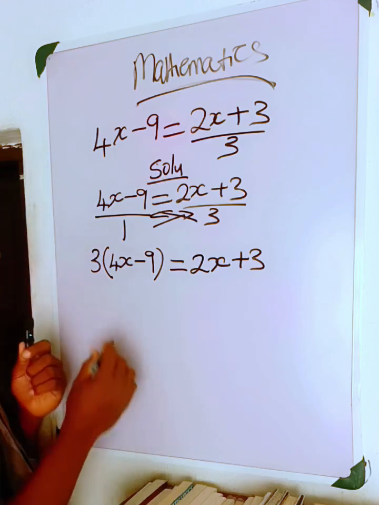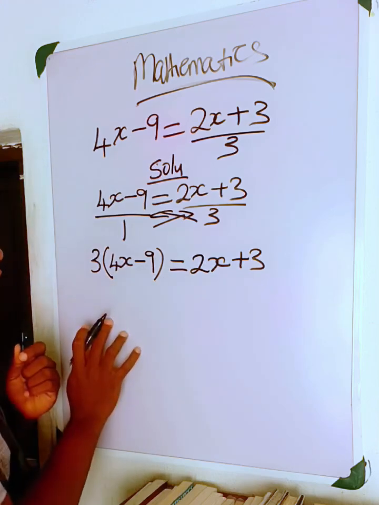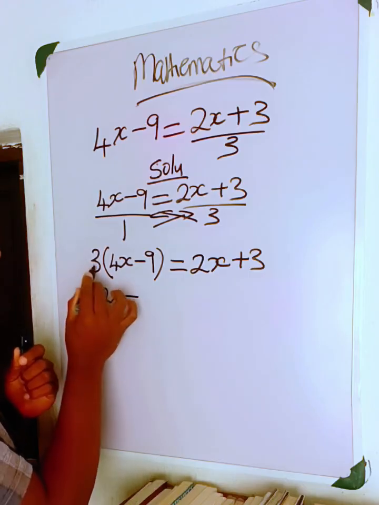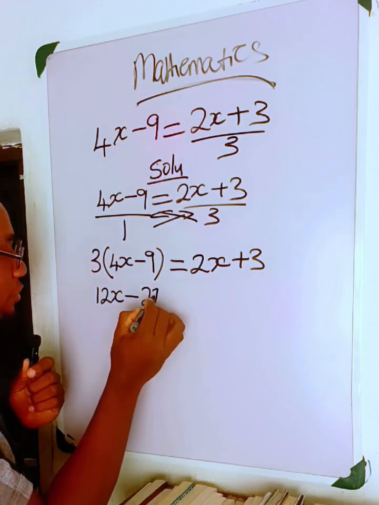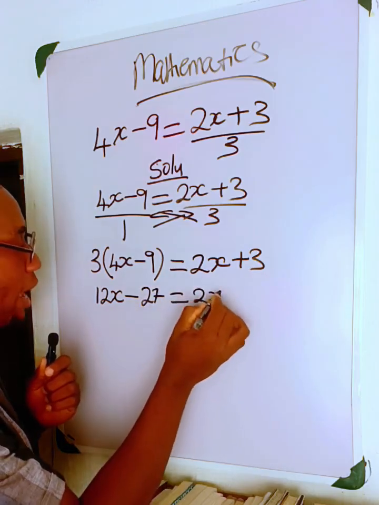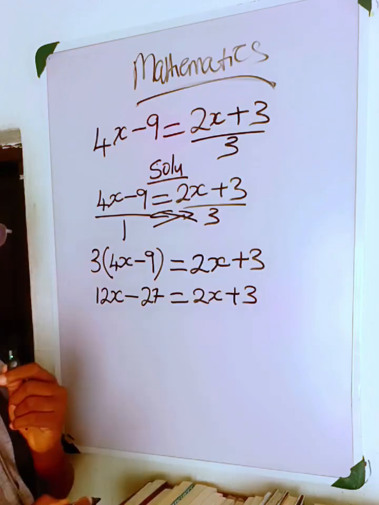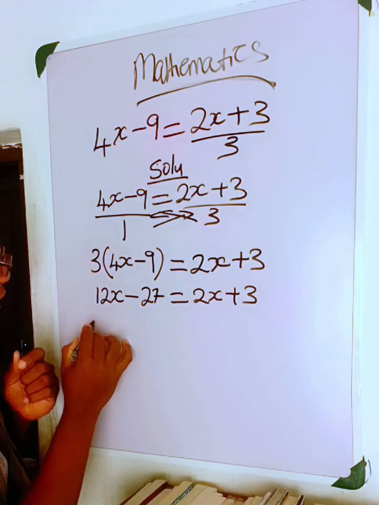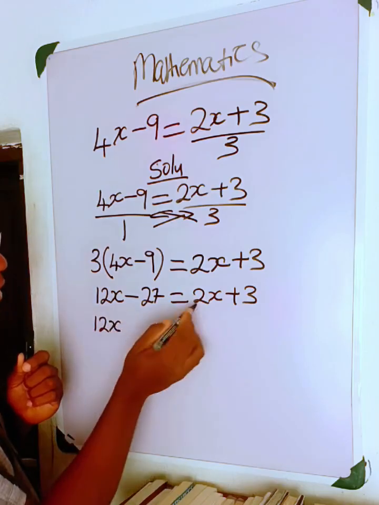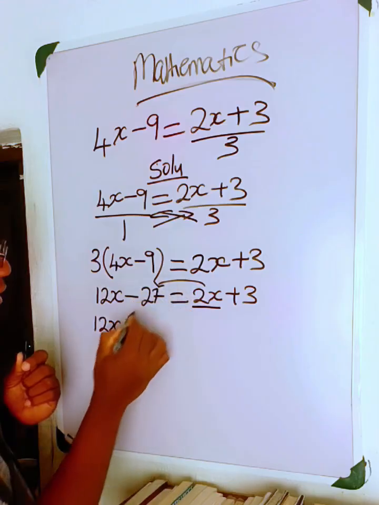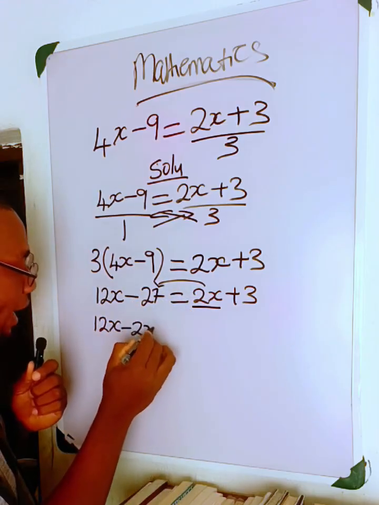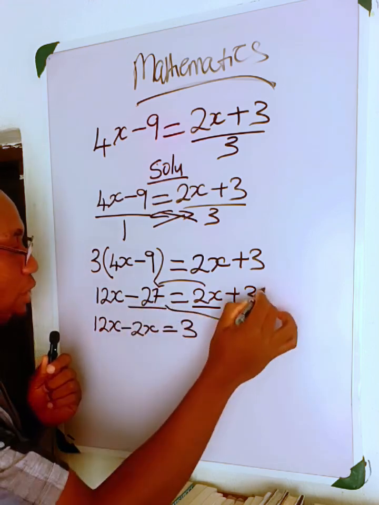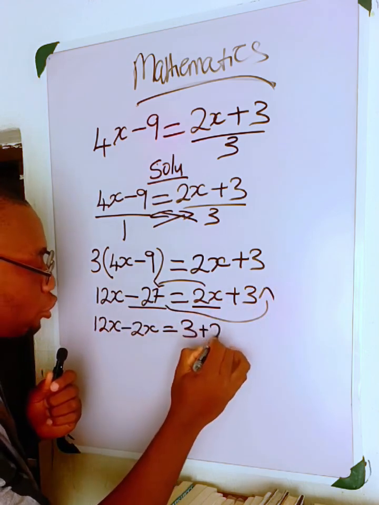Follow carefully. Next is to open the bracket. 3 times 4x is what? 12x minus 3 times 9 is 27, equals 2x plus 3. Next step, collecting like terms. So we are going to now have 12x, and 2x crosses the equality sign, it becomes minus 2x, equals 3 minus 27, crossing the equality sign, it becomes plus 27.